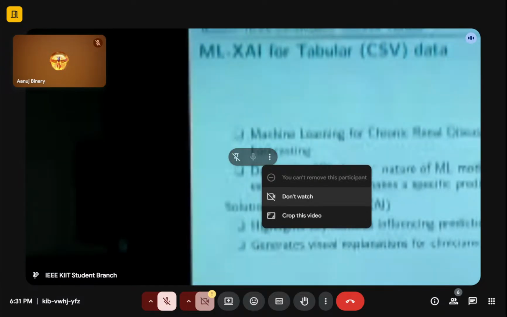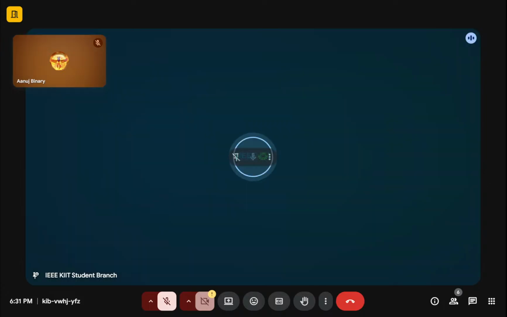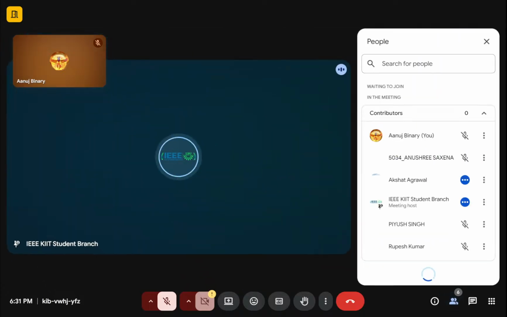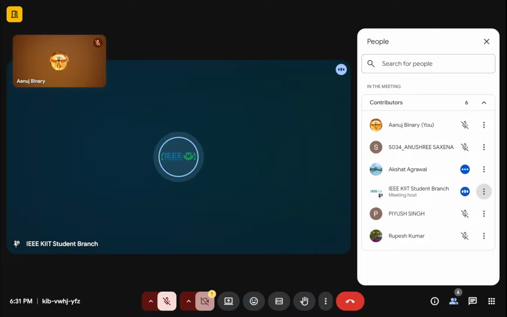So that's why explainable AI comes into the picture. It highlights the key features influencing predictions. So it will highlight the key features, and based on that, you can say whether your prediction is correct or wrong.